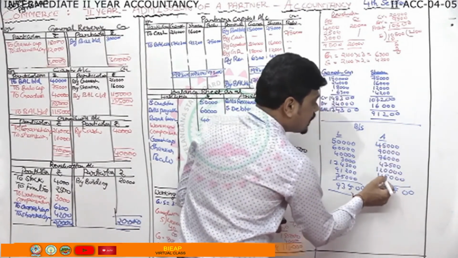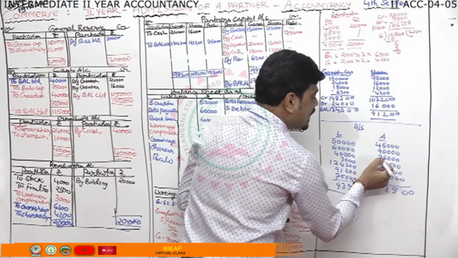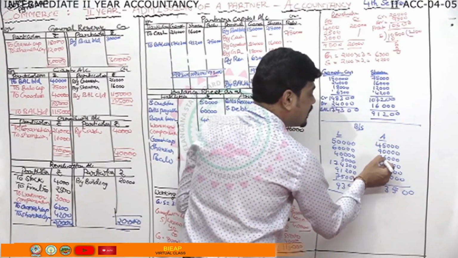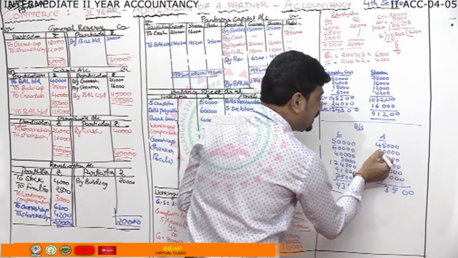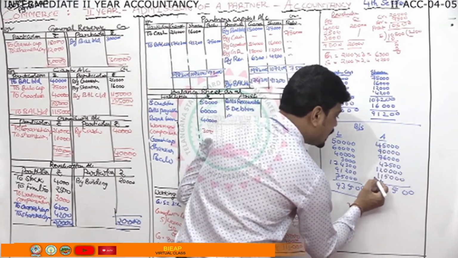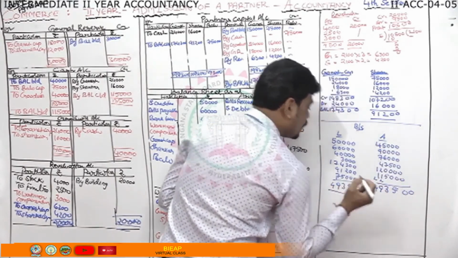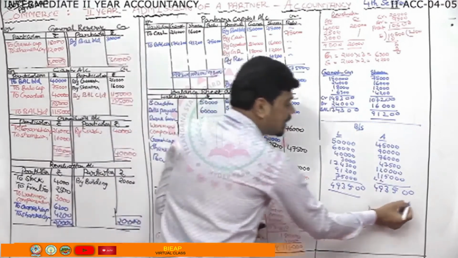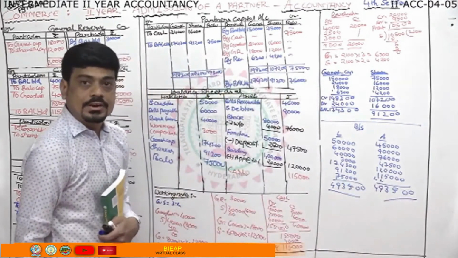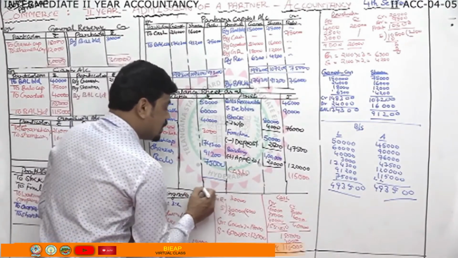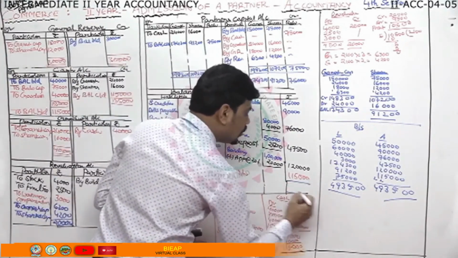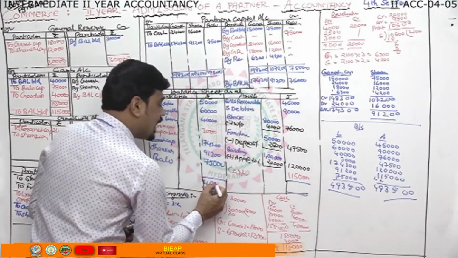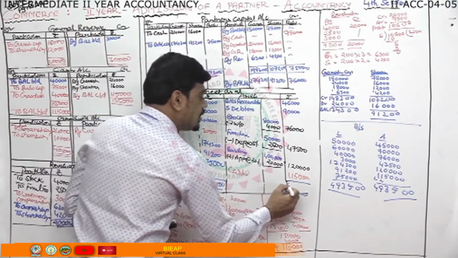So 2 carried. 3, 4, 5, 9, 9 plus 6, 9 plus 7, 16, 16 plus 4, 20, 20, 29, 9, 2 carried, 4. So 4,93,500 is your balance sheet total, dear. Like that, 100% your answer will be correct. Both the sides, 4,93,500.